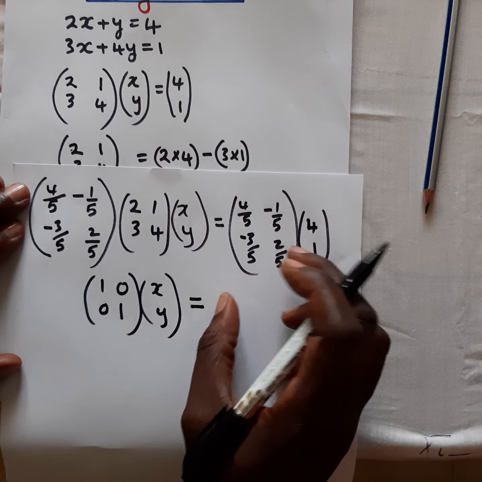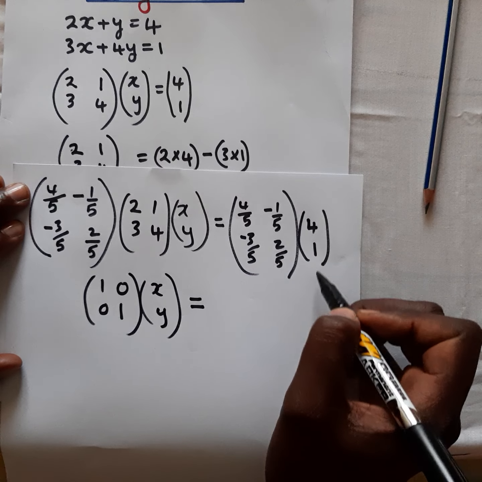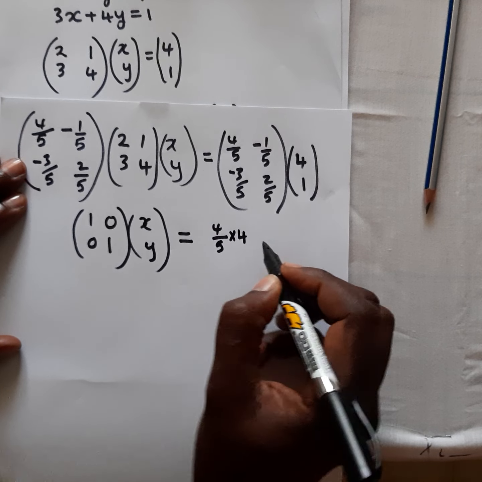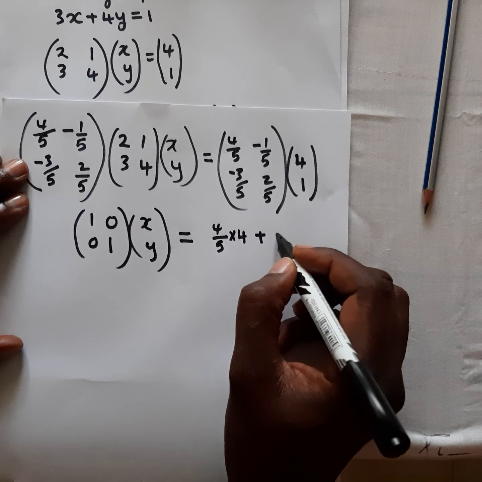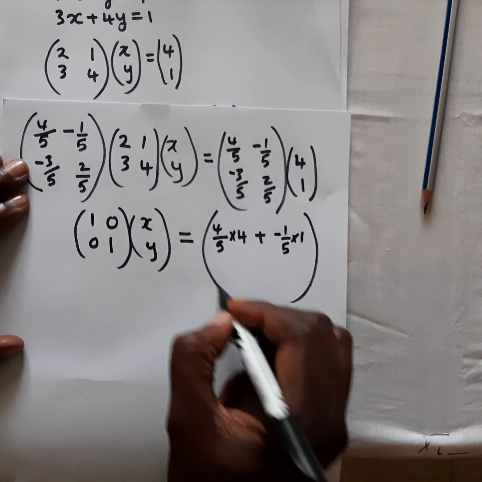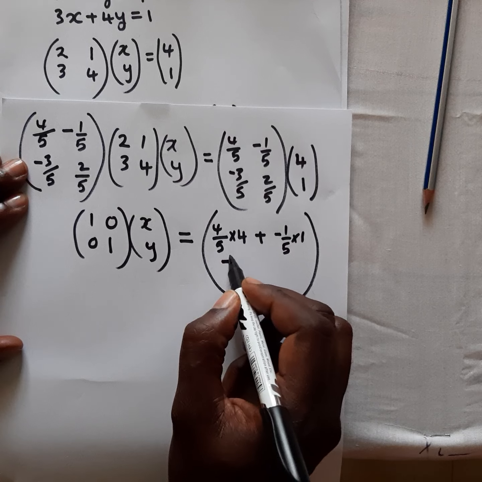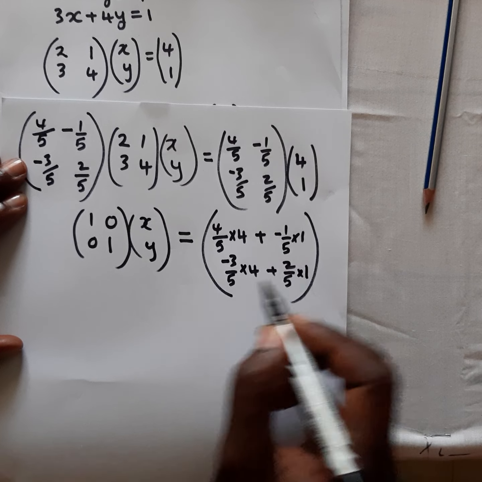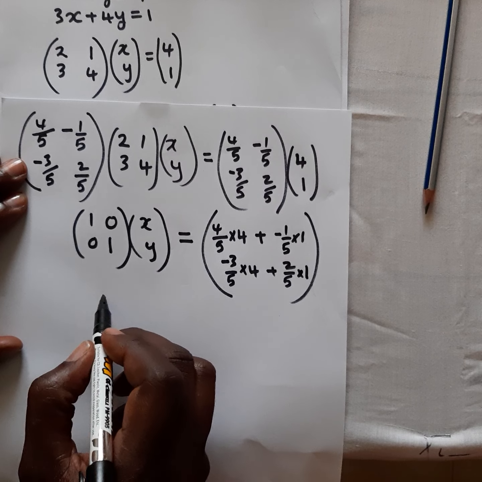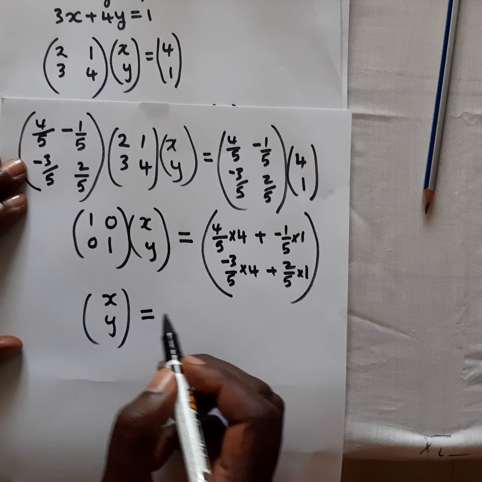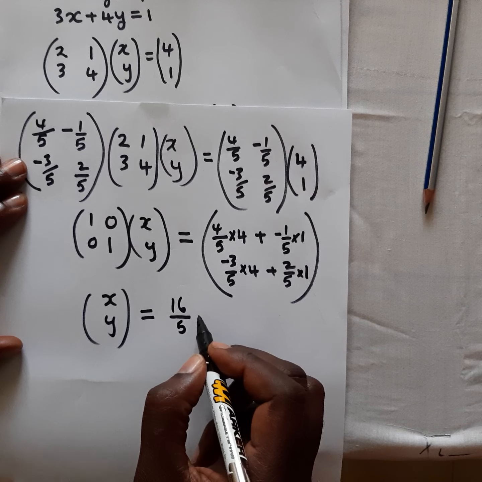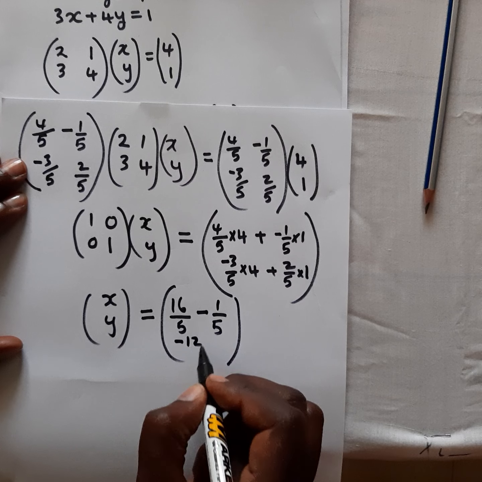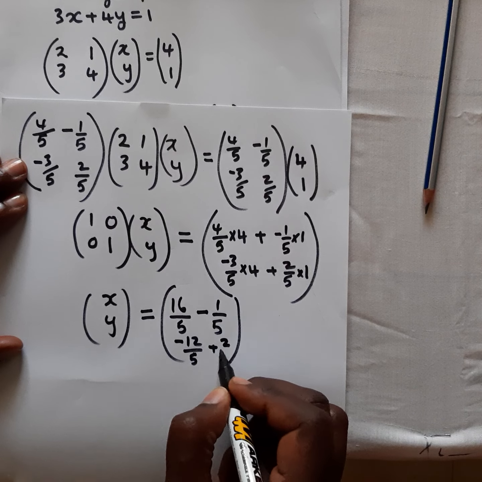This one is equal to, we multiply the rows and the column. If we multiply, we'll get 4 over 5 multiplied by 4 plus negative 1 over 5 multiplied by 1. Then the row and the column, so we'll have negative 3 over 5 multiplied by 4 plus 2 over 5 multiplied by 1. This side, if we multiply, we'll have x, y. Then we have 16 over 5 minus 1 over 5. Then negative 12 over 5 plus 2 over 5.